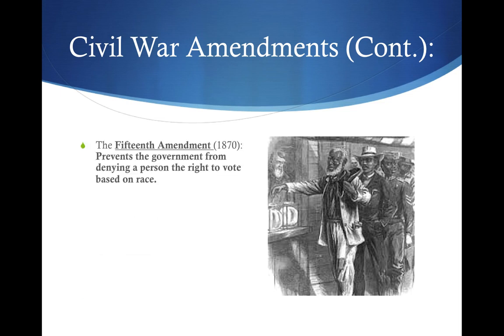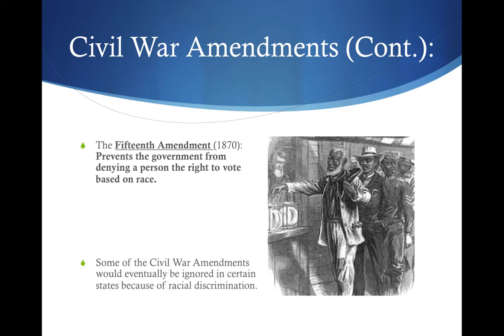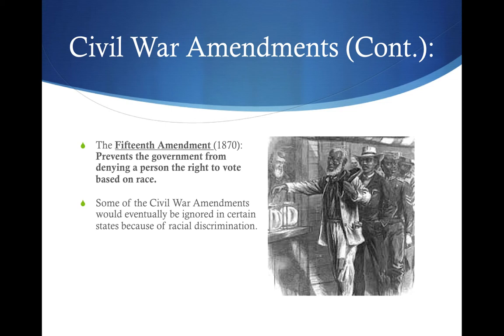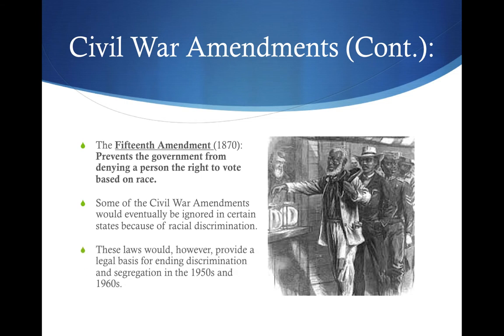The 15th Amendment, passed in 1870, prevents the government from denying a person the right to vote based on race. Some of the Civil War amendments would eventually be ignored in certain states because of racial discrimination. These laws would, however, provide a legal basis for ending discrimination and segregation in the 1950s and 1960s.